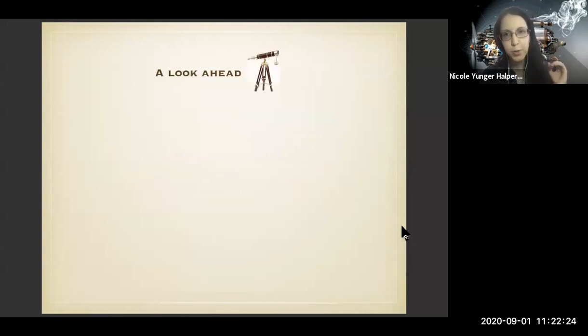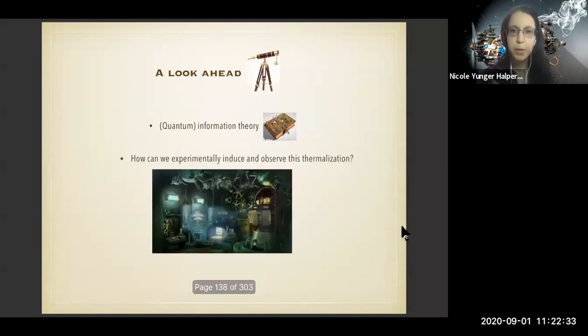Here's where I'd like to go in the rest of this part of the talk. First, I'll talk about what information theory and quantum information theory tell us about that problem. Then I'll pivot from talking about theory to talking about how we can see this sort of thermalization or equilibration or whatever happens to this system in a real life scenario in the lab. Then I'll talk about the open questions, of which there are quite a lot.